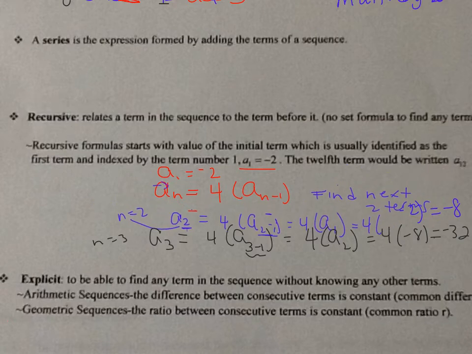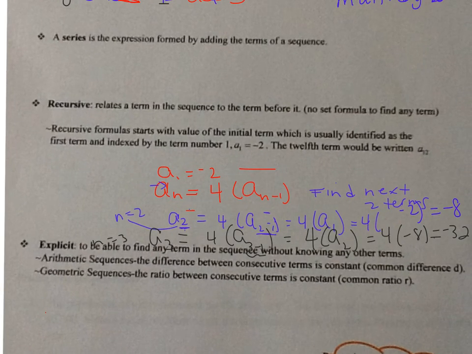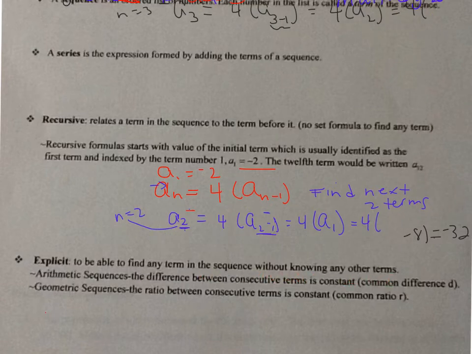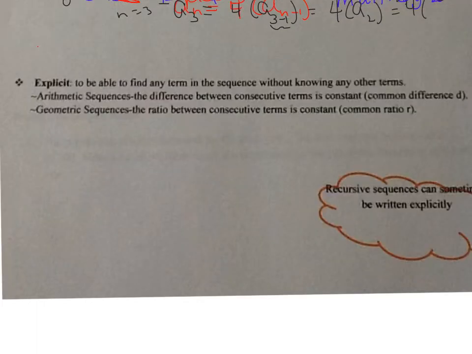All right, and the last thing is an explicit formula. It lets you find any term in a sequence without knowing any other terms. So let's talk about an arithmetic sequence. We will talk about arithmetic and geometric some more another day. Actually, tomorrow will be arithmetic and then geometric.